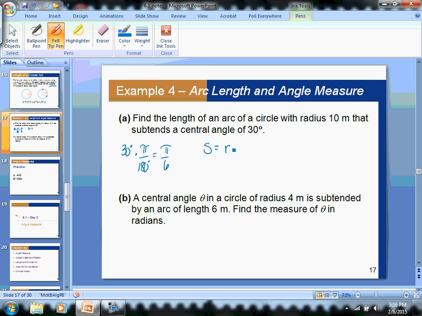And then we're going to find our arc length. So S equals r times theta. Our radius is 10, and now we know that theta, the measure of the angle in radians, is pi over 6. So that would be 10 pi over 6, and then we can reduce that down to 5 pi over 3. And that would be meters. So that would be the length of the arc that goes around the circle. For that opening of the angle, that's pi over 6 or 30 degrees, the length of the arc is 5 pi over 3.